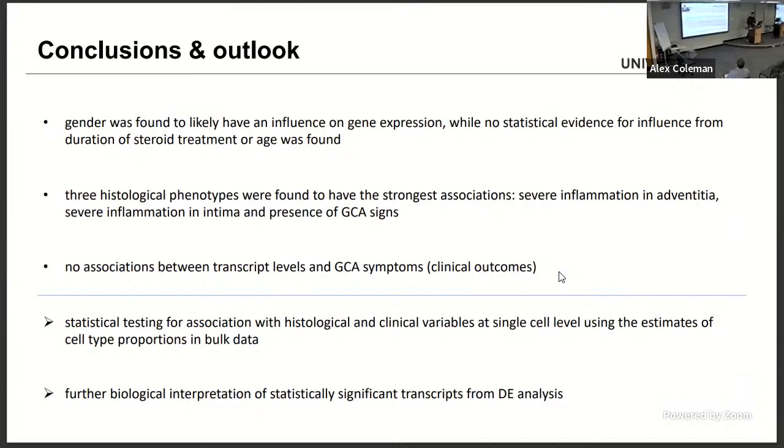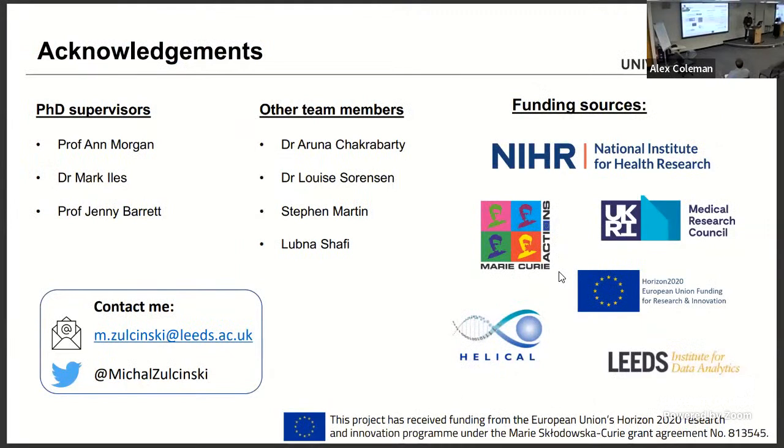And in terms of the prospective work, I'm going to further interpret the results that I got. And also we do have a single cell data set that I can also make use of. And that's pretty much the end. So I'd just like to thank my supervisors and other members of the team that helped me with this research. And thank you for your attention.